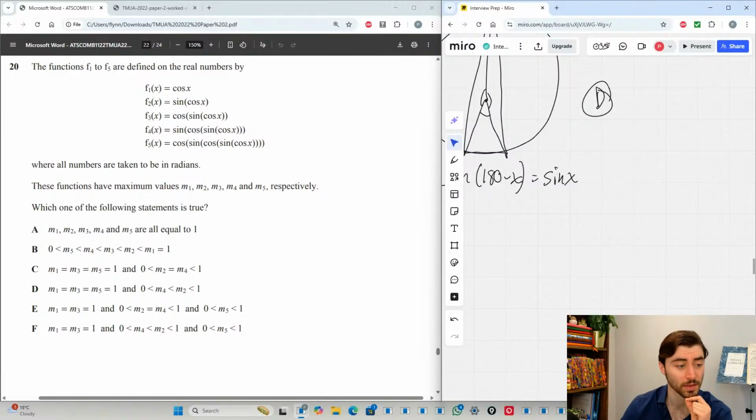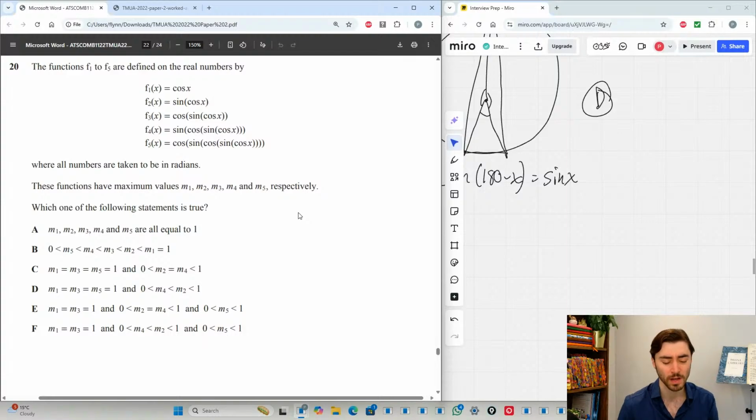This is combined math. This is specifically the TMUA paper. So this is for entrance for math and for a lot of economics. It's a specific entrance test. So functions are defined. Okay, 4 minutes left. Where all numbers are taken to be radians, these functions have maximum values of those.